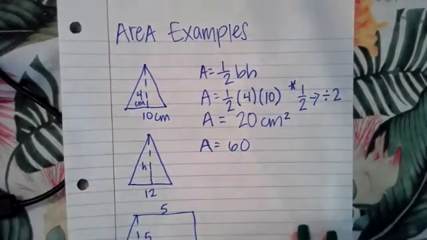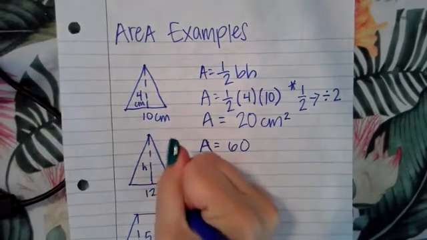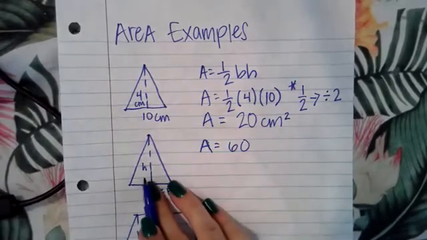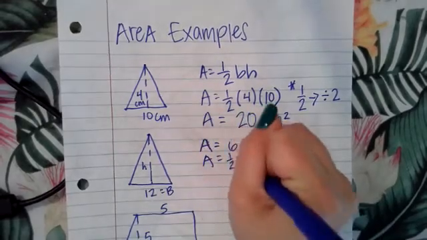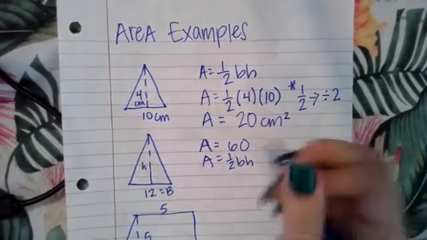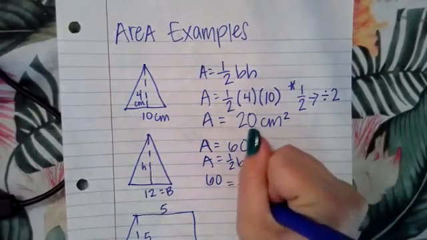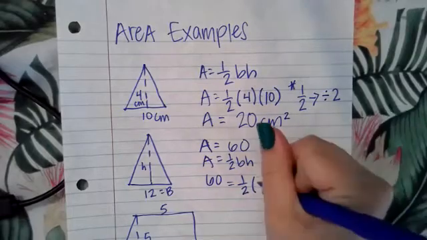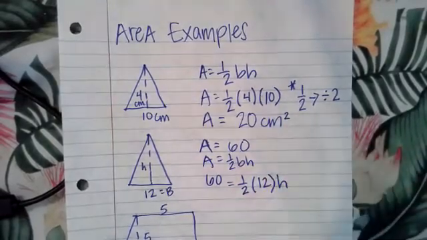Now, if we look at another example with a triangle, in this case, we're given the area and we're given the base. 12 is the base. And we need to calculate or figure out what is the height of the triangle. So if I use my formula, area equals 1/2 base times height, I'm going to plug in what I'm given. So 60 equals 1/2 times 12, that's our base, times the height, h.